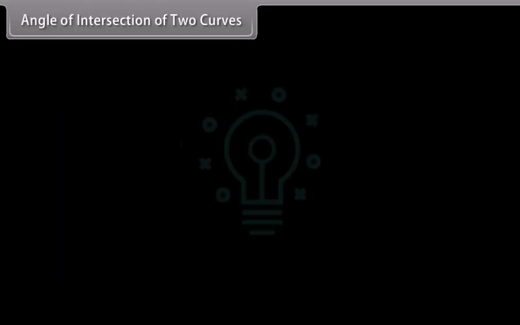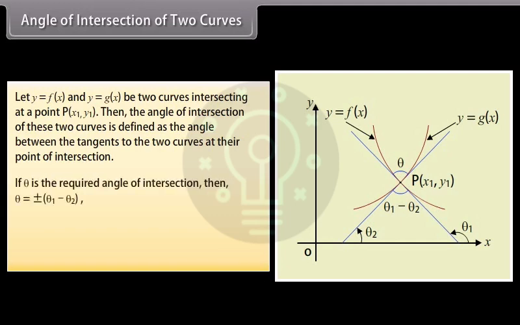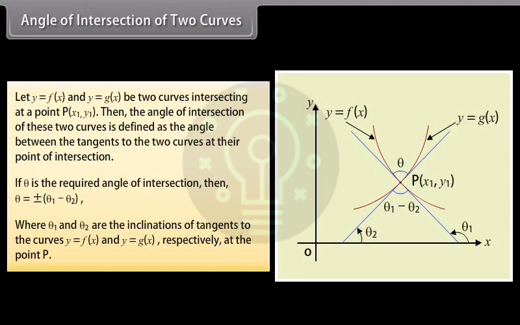Angle of intersection of two curves. Let y = f(x) and y = g(x) be two curves intersecting at a point P(x1, y1). Then, the angle of intersection of these two curves is defined as the angle between the tangents of the two curves at their point of intersection. If theta is the required angle of intersection, then theta is equal to plus minus (theta 1 minus theta 2), where theta 1 and theta 2 are the inclinations of tangents to the curves y = f(x) and y = g(x), respectively, at the point P.